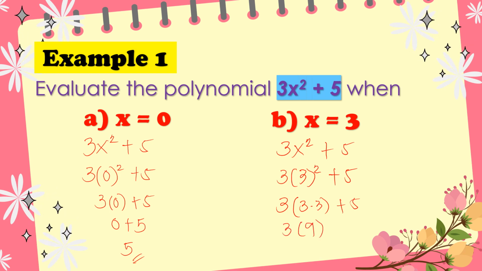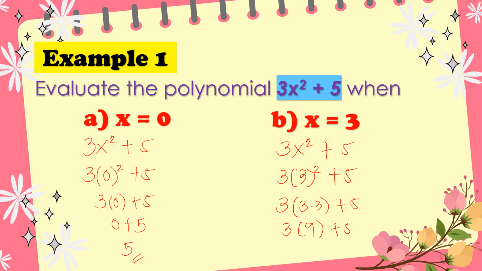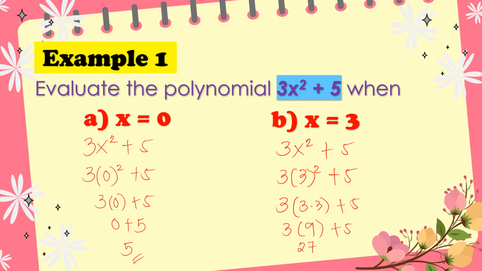3 times 3 is 9. And then multiplication first before addition. So 3 times 9, you'll get 27 plus 5. The final answer is 32.